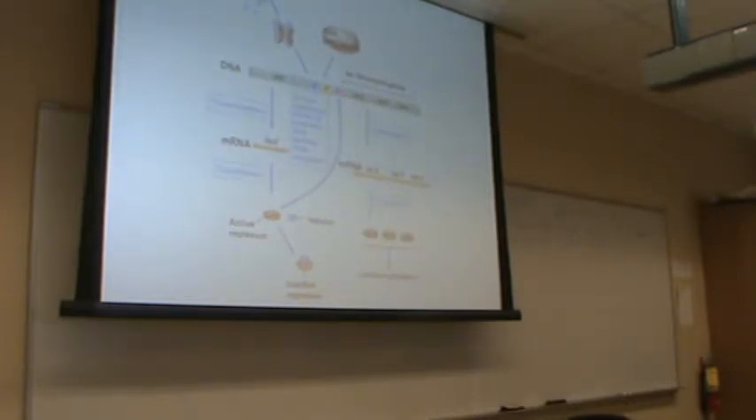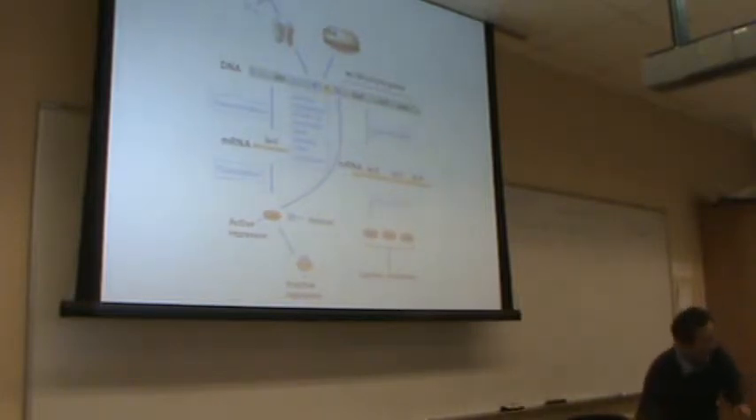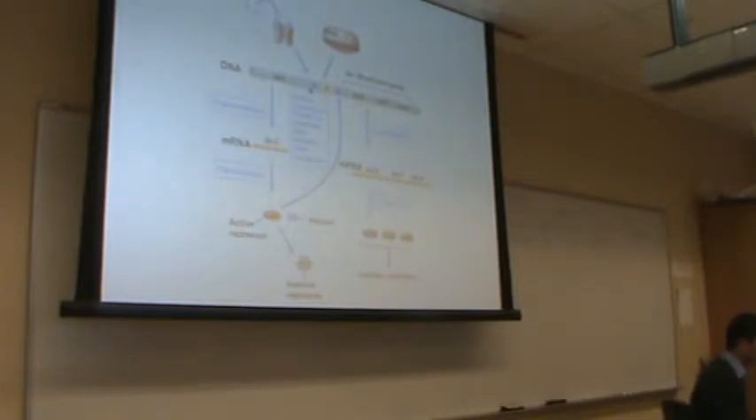So when lac I binds, maybe I can do this. Let me try this. Lac I always binds to this place. When lac I binds here, the RNA polymerase cannot move to the right. This movement will be stopped. Make sense? So this happens when there's no lactose.